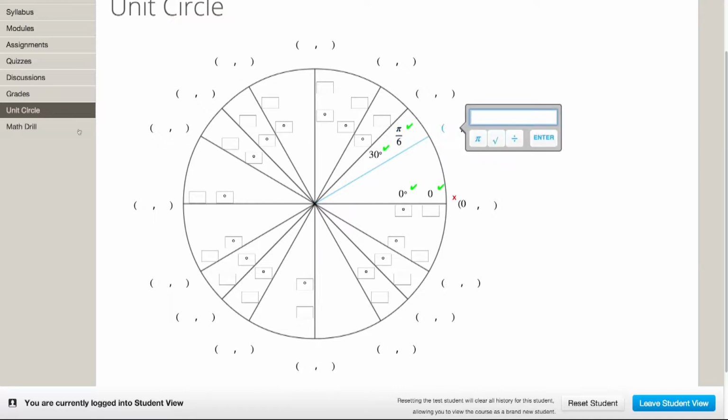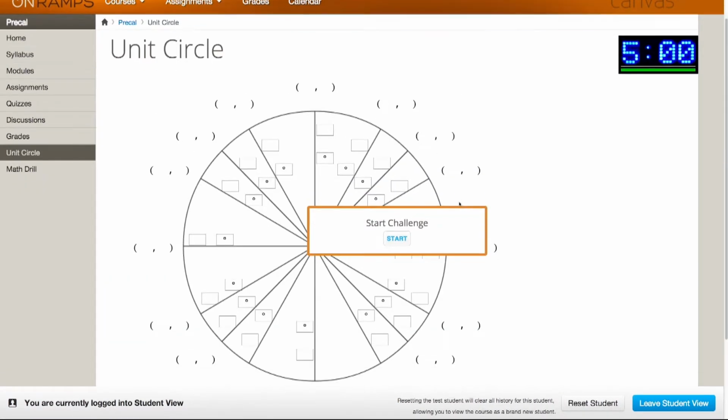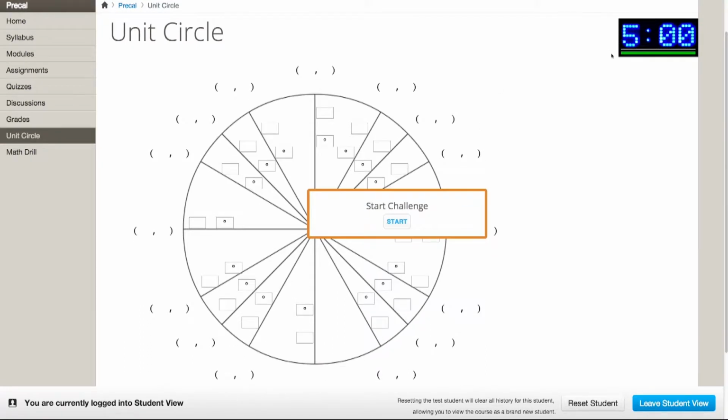Teachers can also use the unit circle as an assessment tool. When the student chooses Challenge, the challenge version of the unit circle tool is exactly the same, except the teacher can add a timer. The score of this will be uploaded to the gradebook for easy assessment.